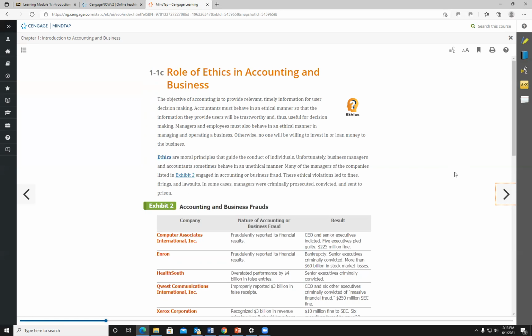Ethics are moral principles that guide the conduct of individuals. Pretty simple definition. So ethically speaking, it's the accountant's ethical, moral obligation to provide the most relevant, timely, and accurate data.